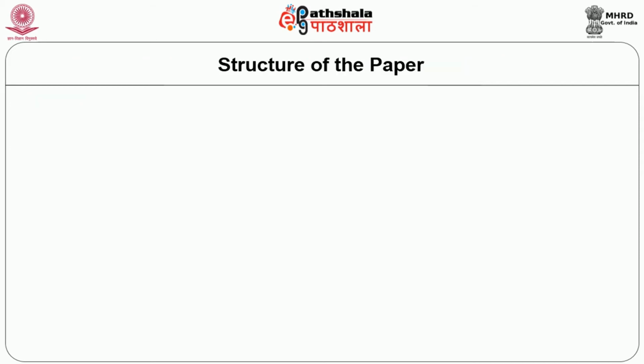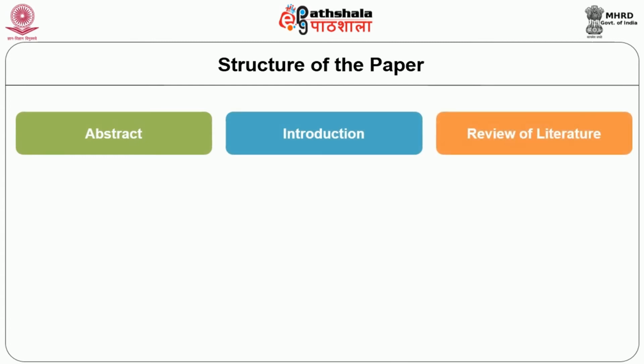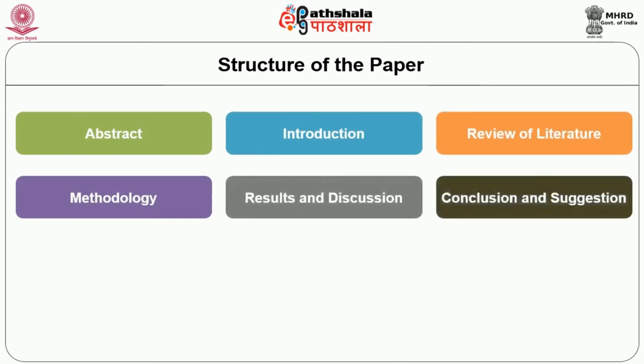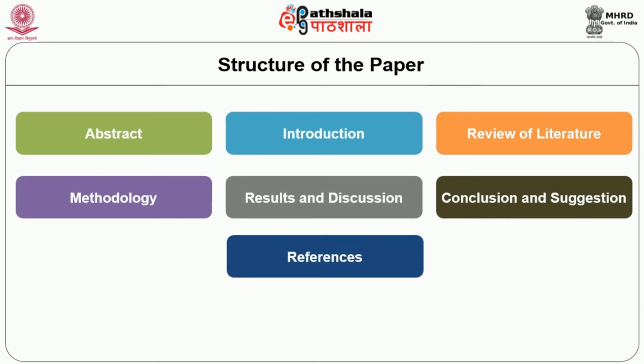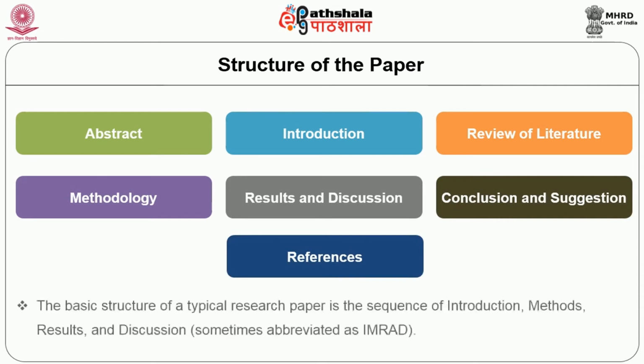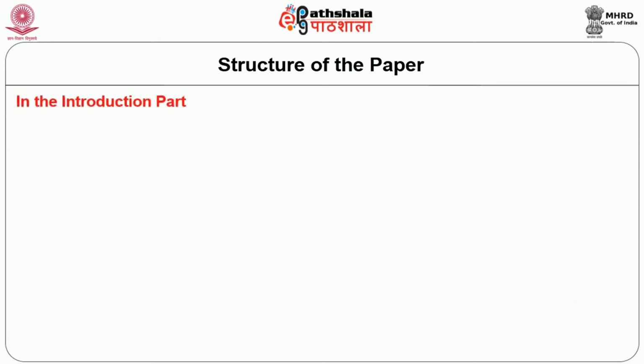Second one, structure of the paper. Usually, the structure of the paper includes the abstract, introduction, review of literature, methodology, results and discussion, conclusion and suggestions, and references. The basic structure of a typical research paper is the sequence of introduction, methods, results and discussion, sometimes abbreviated as IMRAD.